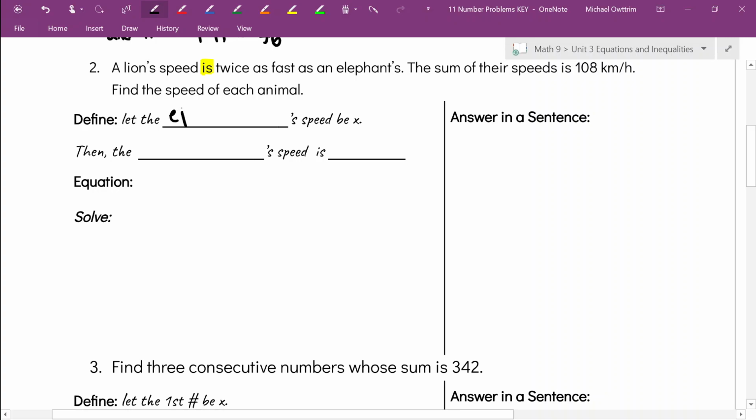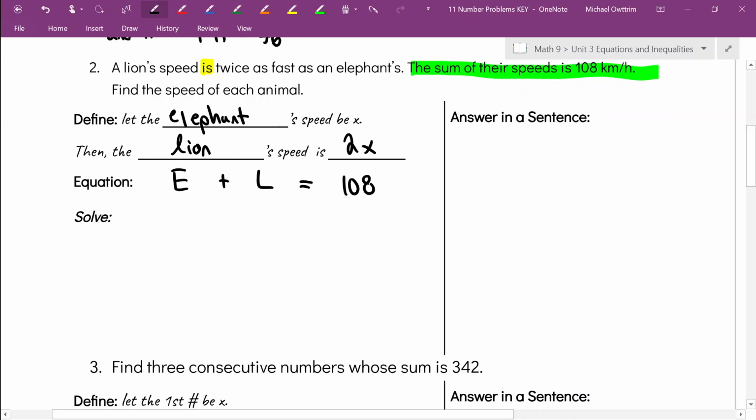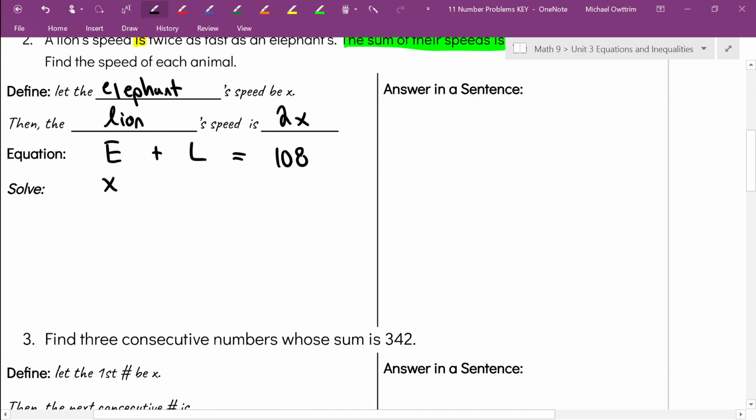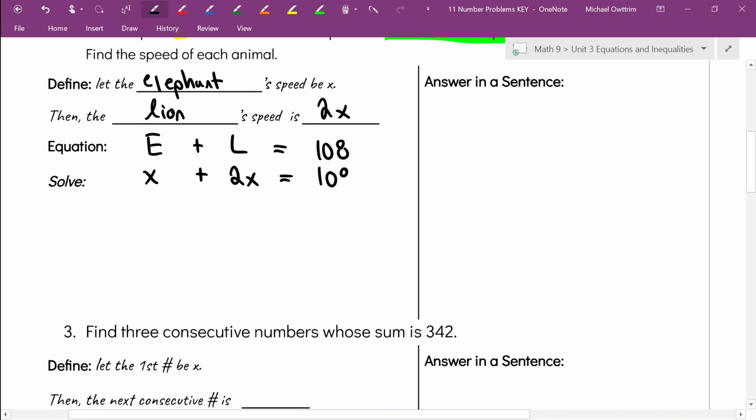Our elephant's speed then is our simpler amount, so we're going to let our elephant's speed be x, and that means the lion's speed is going to be twice as fast as that, which is 2 times x. Now we know that the sum of their speeds is 108 kilometers per hour, so again we're going to add our elephant plus our lion, and the result of that will be 108. Our elephant speed is represented by x, our lion speed is represented by 2x, and the result of that is 108.